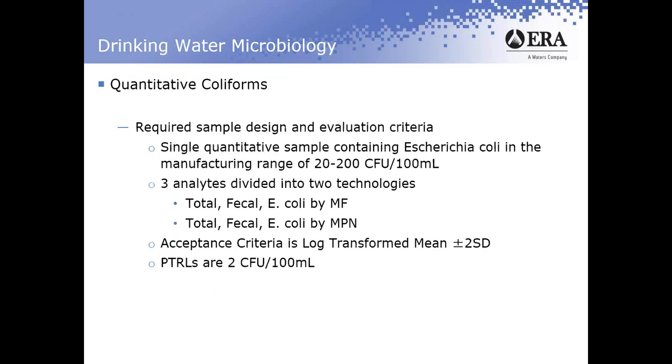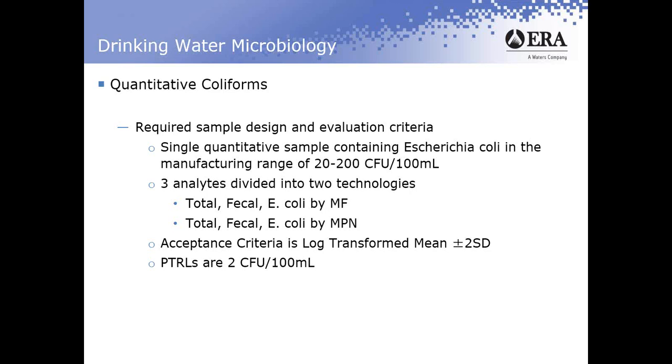Drinking water quantitative coliforms. Again, we have a required sample design that's put on all the PT providers as well as evaluation criteria. This is a single quantitative sample. It contains E. coli in the range of 20 to 200 CFUs per 100 mils. There are 3 analytes divided into 2 different categories that are going to be evaluated.